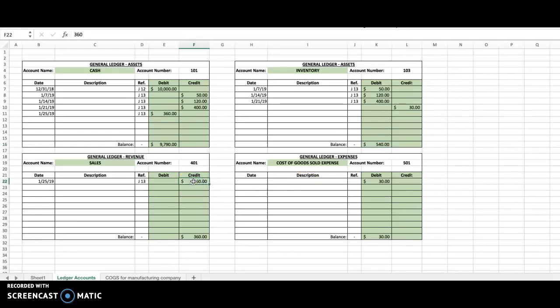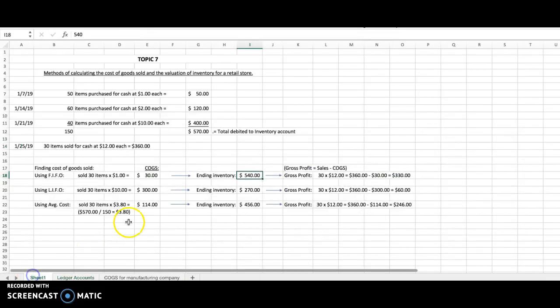Now we have taken care of the items that we sold. We sold them for $360. They only cost us $30. And so we have to use FIFO in this case as a debit to cost of goods sold expense, a credit to inventory, leaving us with a balance of $540. And that corresponds back here to my $540 in ending inventory.